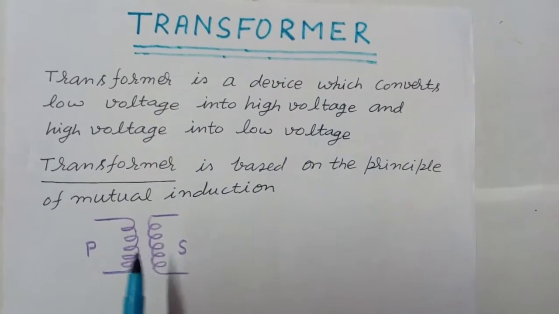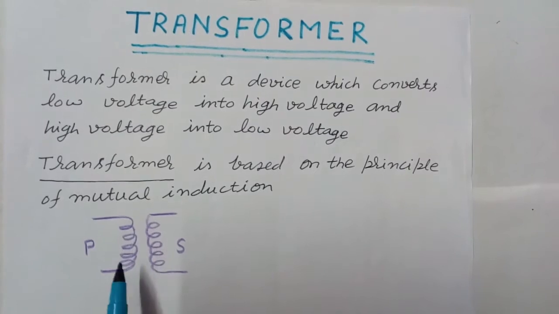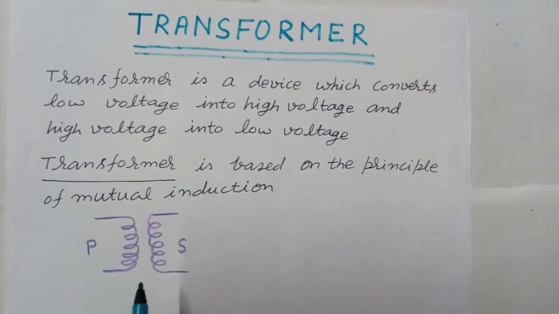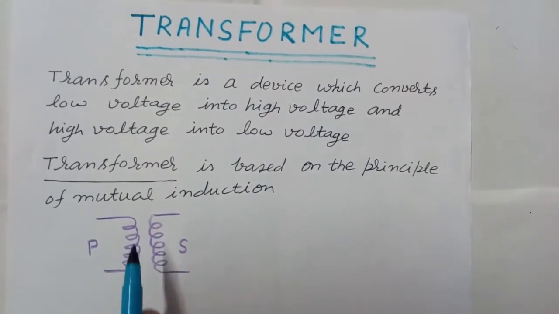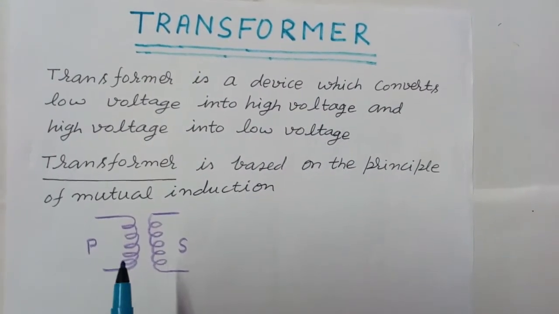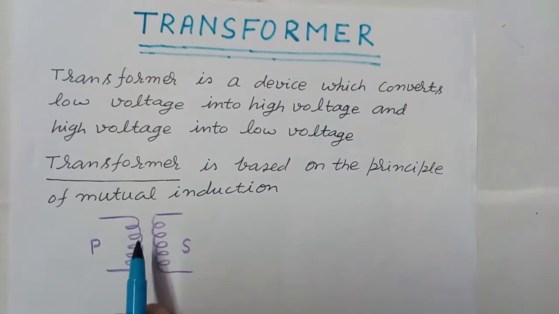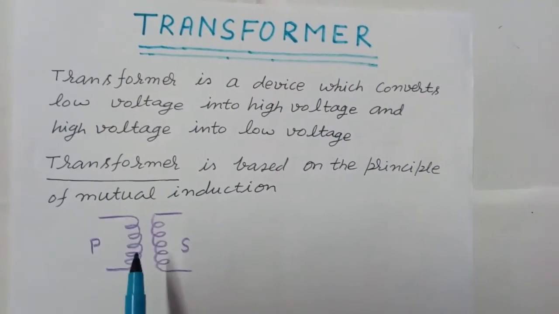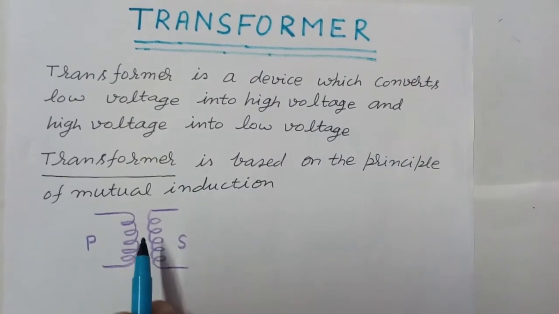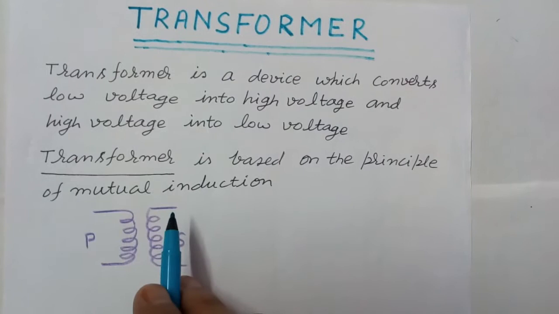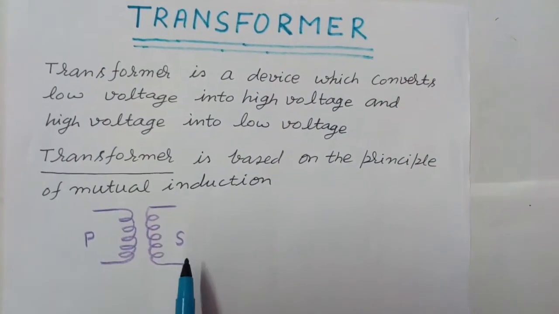We know that if we keep two coils near to each other and if current changes in primary coil, then due to change in current, magnetic flux linked with this primary coil changes, and since this magnetic flux passes through this secondary coil also, so magnetic flux linked with this secondary coil also changes.